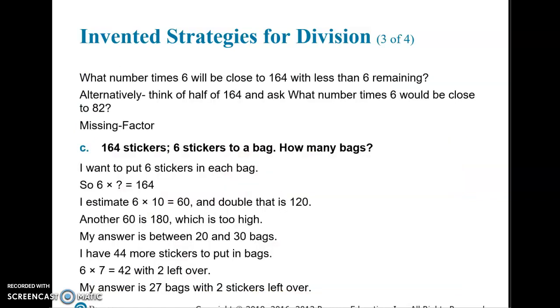In figure C, the person is solving a division problem that involves measurement situations.